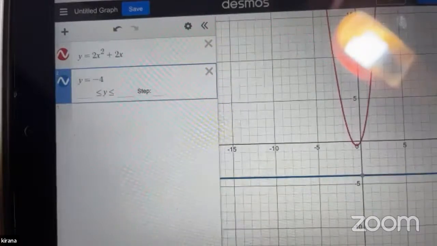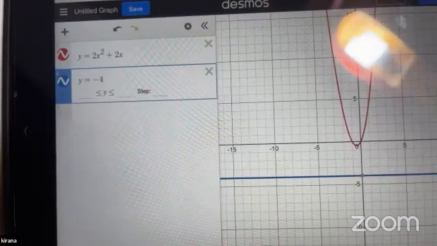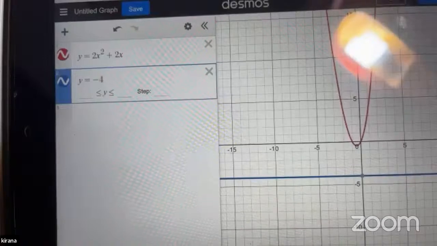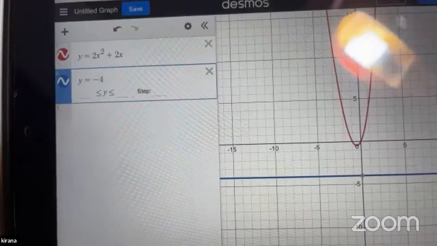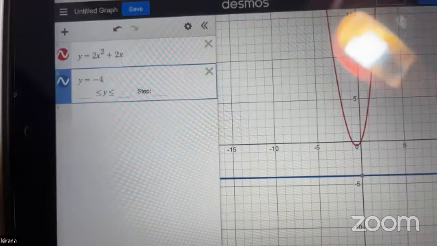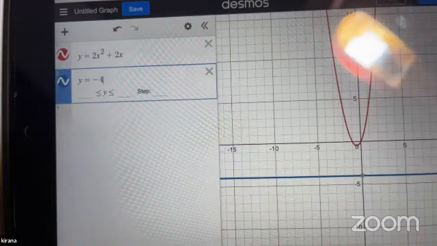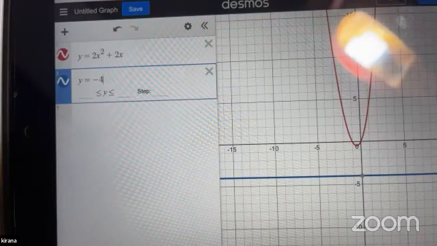You're the one that said the red graph is not always higher than the blue line. From my perspective, I think the red graph is always higher than the blue line. That's my perspective. That's my opinion.